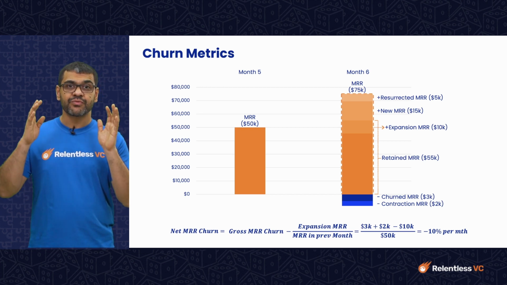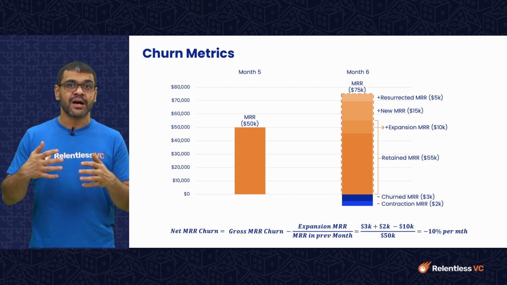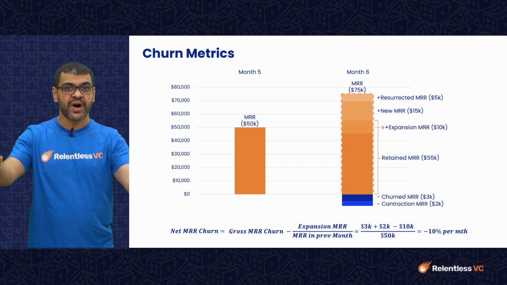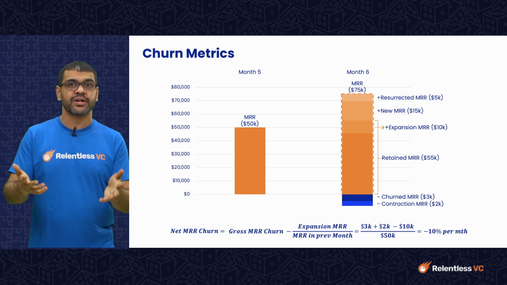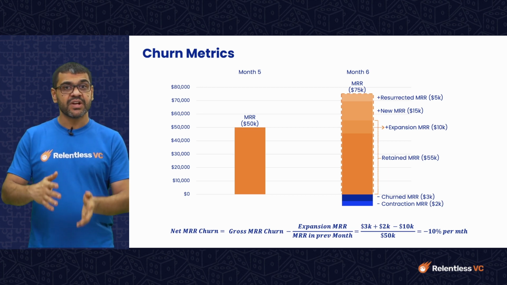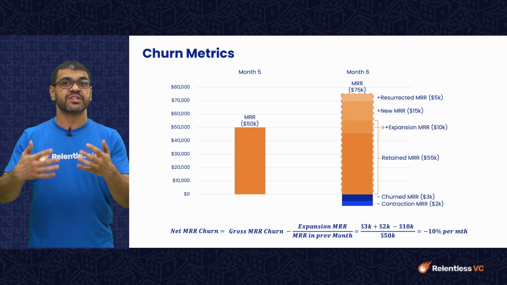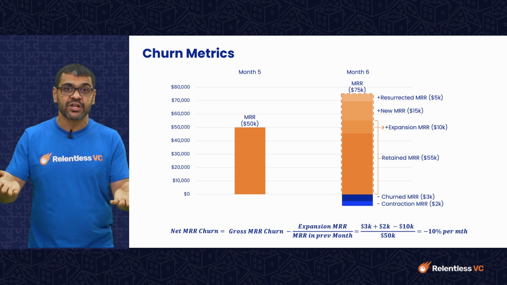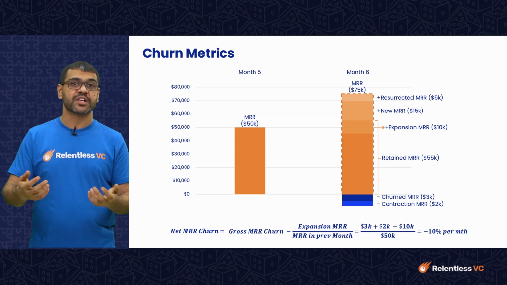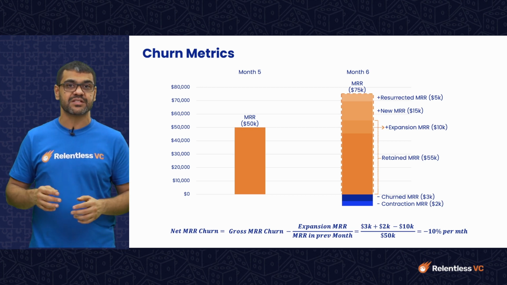So even if a few customers are churning out or downgrading, the customers who remain are expanding their usage so fast that the impact of churn and contraction is more than neutralized. So even if a startup with negative net MRR churn couldn't add new customers in a month, its MRR would still grow just because of account expansion. Negative net MRR churn is a very strong signal for VCs.